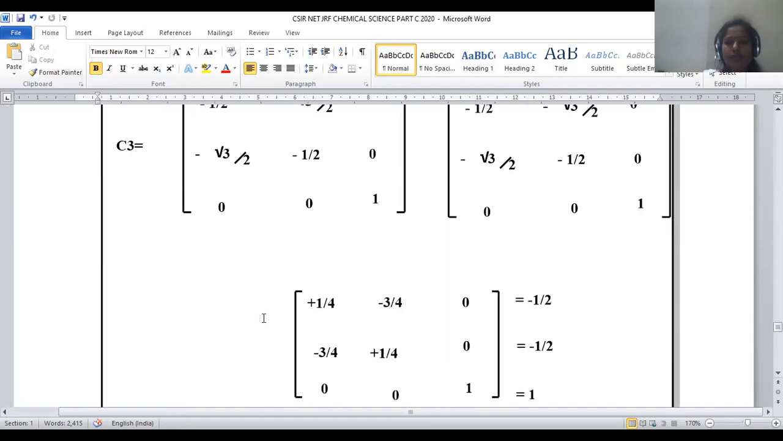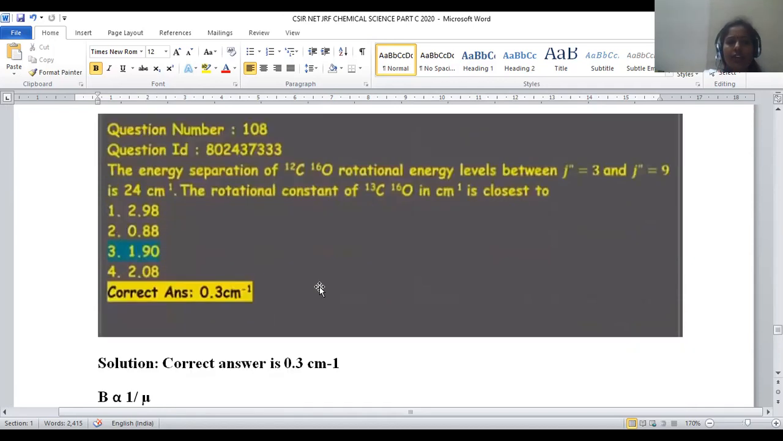Let us move on to question number 108. In question number 108, the energy separation of carbon 12, oxygen 16 rotational energy levels between J dash equal to 3 and J double dash equal to 24 is given. The rotational constant of C13 and oxygen 16 in centimeter inverse is closest to. Here the rotational constant needs to be calculated.